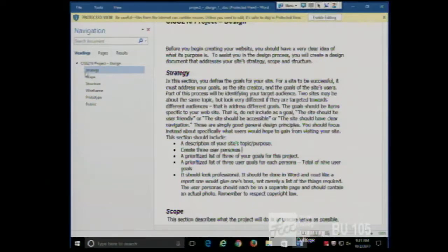Yes? Yeah, the first 4 sections of the design, strategy, scope, structure, and wireframe, are done in Word. Correct. It should look professional. It should be done in Word and read like a report one would give your boss. All right? So, turn it in. It should look good. It should be clear what each section is. Use spell check, and so on.